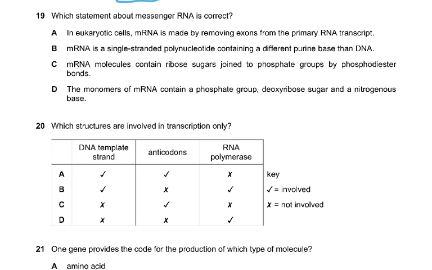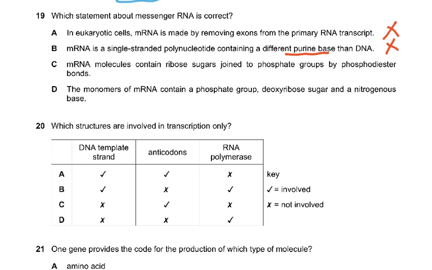Question number 19. Which statement about messenger RNA is correct? In eukaryotic cells, mRNA is made by removing exons from the primary RNA. No, we remove the introns actually. So this is wrong. Then mRNA is a single-stranded polynucleotide containing a different purine base. No, it has uracil instead of thymine. Now adenine and guanine are purines. The others are pyrimidines. So if you didn't know that, you get that wrong as well.